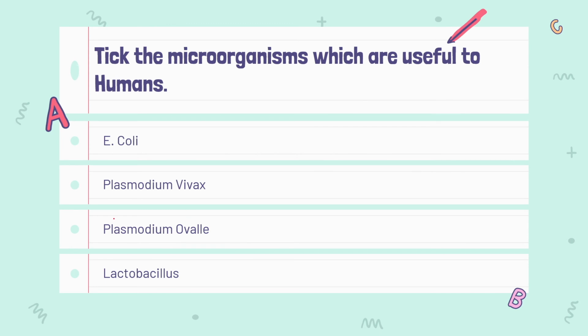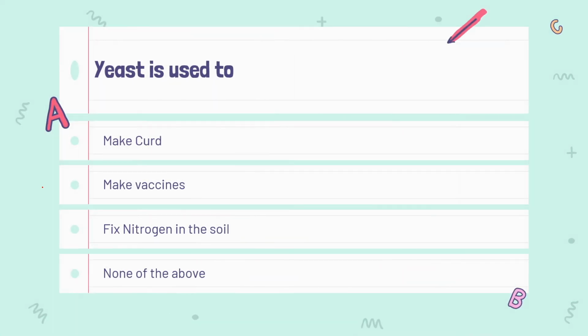Okay, great. Take the microorganisms which were useful to humans. E. coli helps in destroying disease-causing pathogens, right? Plasmodium vivax and ovale are very dangerous. Lactobacillus helps in the formation of curd. Yeast is used to make curd.